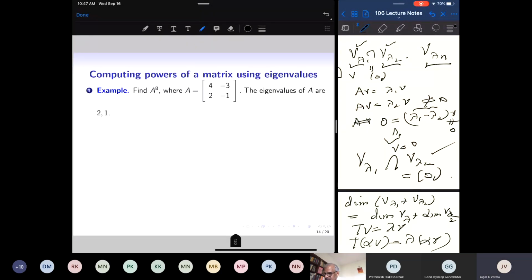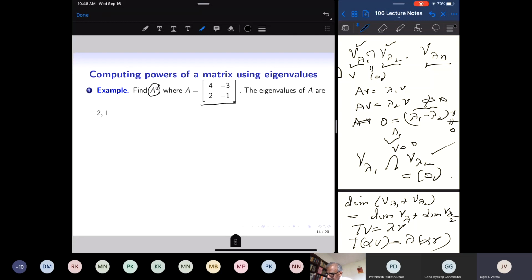Now, there are many applications of eigenvalues and eigenvectors. Let me show you one application. Many times, we are faced with the problem of finding powers of a given matrix. Let us say I want to find the 8th power of this matrix. Of course, you can multiply by brute force and get hold of the 8th power. Let me show you that using eigenvalues, finding powers of a matrix is an easy problem.